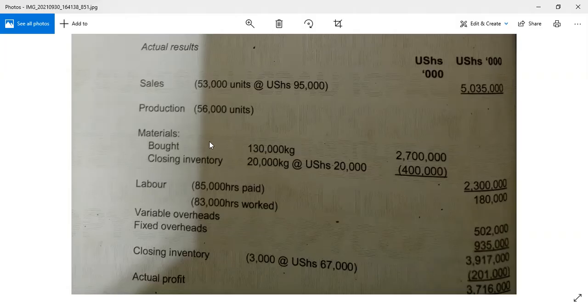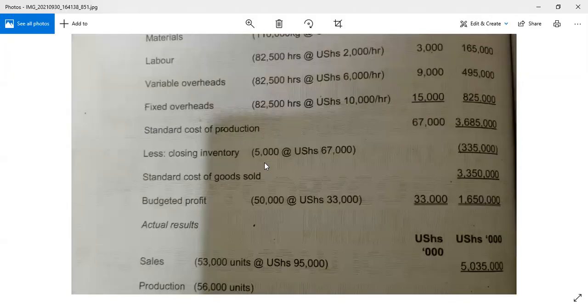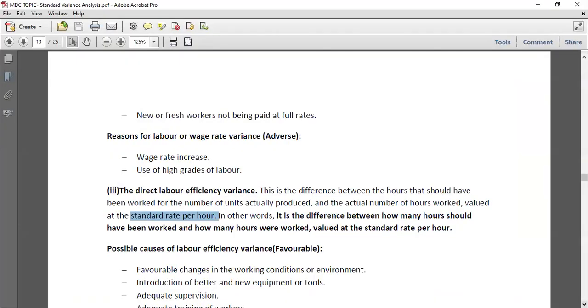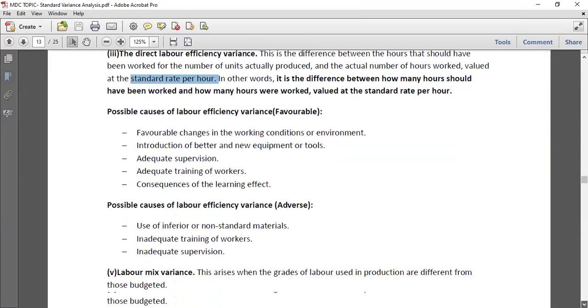That should then be multiplied by your standard cost per labor hour, which is 2,000, which is in the standard costing statement, but it is also here. Labor is budgeted at 2,000 per hour, and that's exactly what we have on the other side. So that should be able to give you that. And then we also have what we refer to as the labor idle time variance.